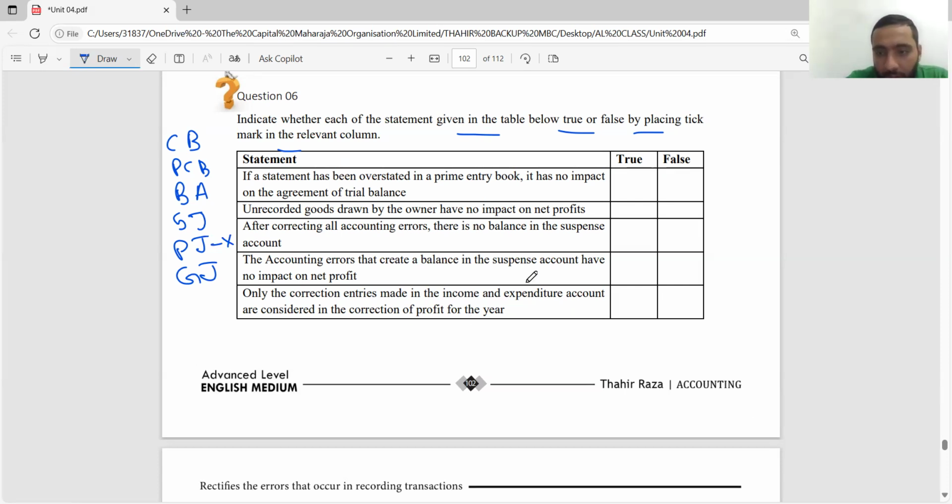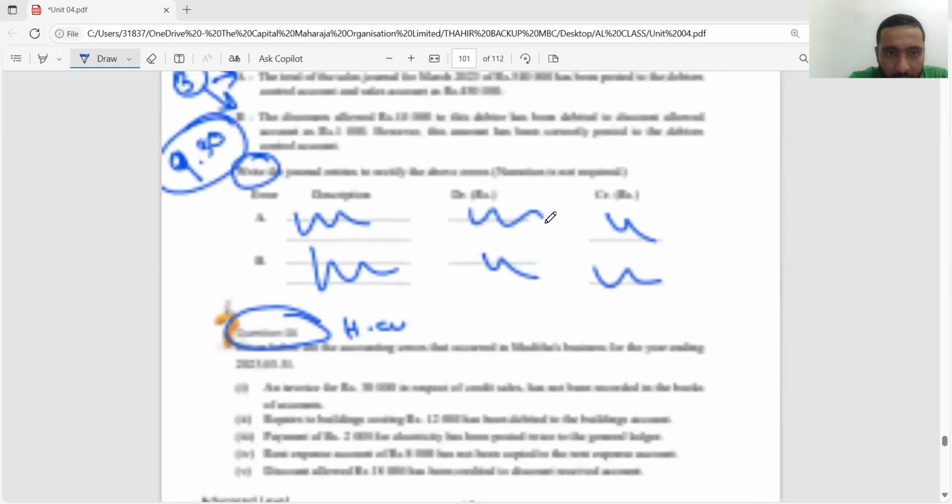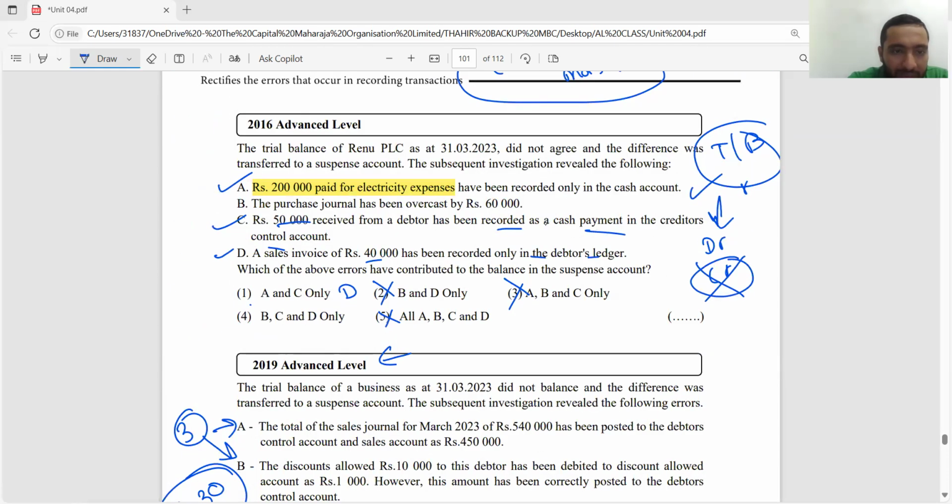What about the others? What about Ziana and what about Arva? Is this yes or no? Some people are saying it's correct, some people are saying it's true, some say it's false. Can you all remember the question that we did? The purchase journal has been overstated. Do we require a suspense account? We don't.